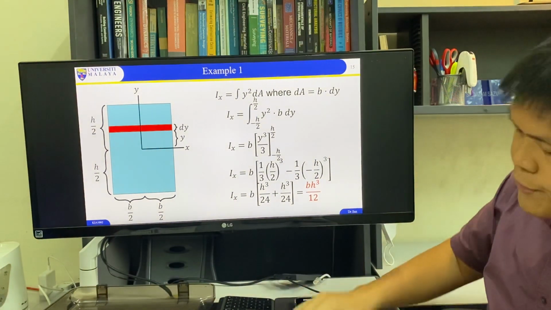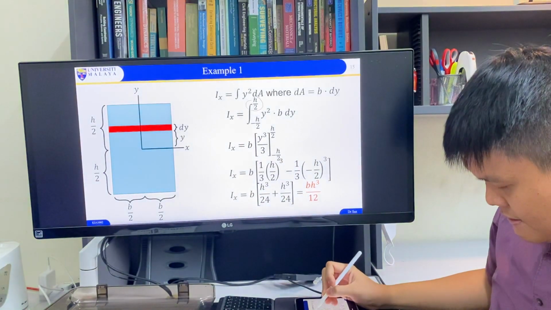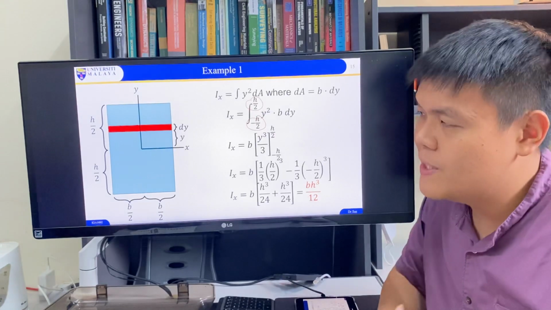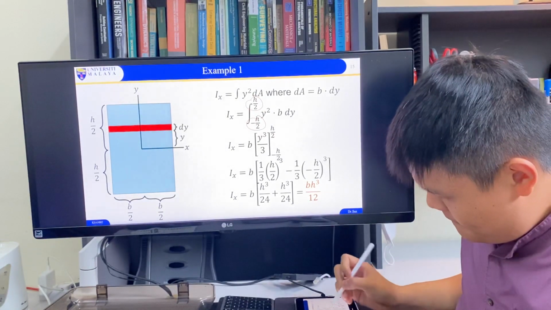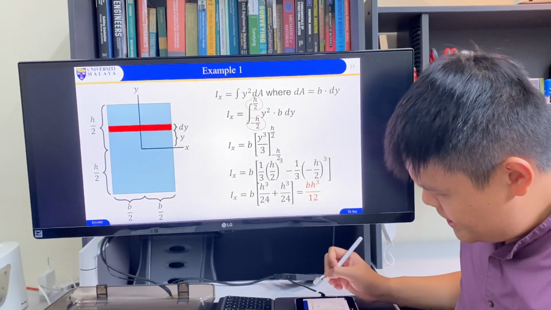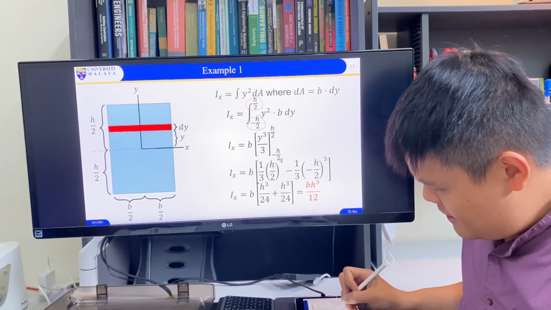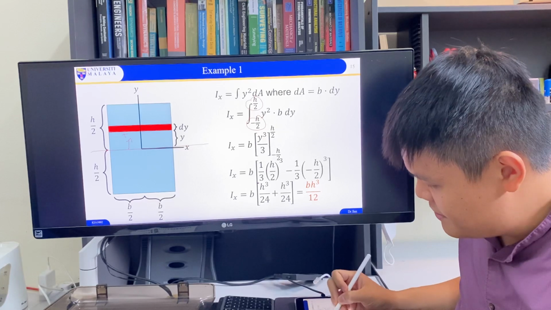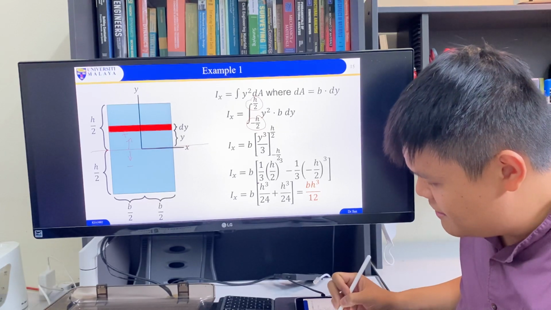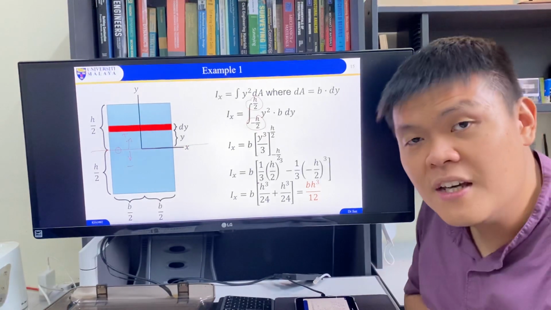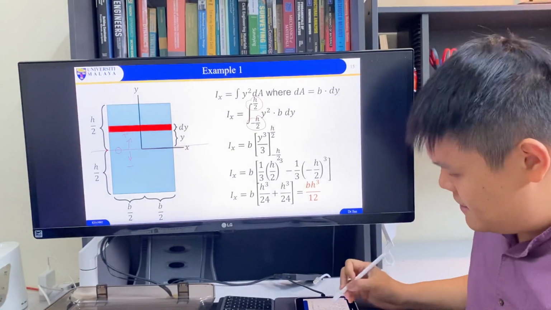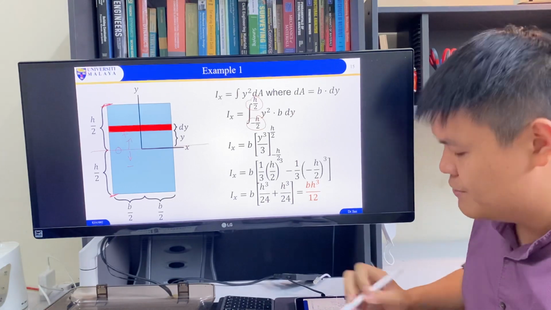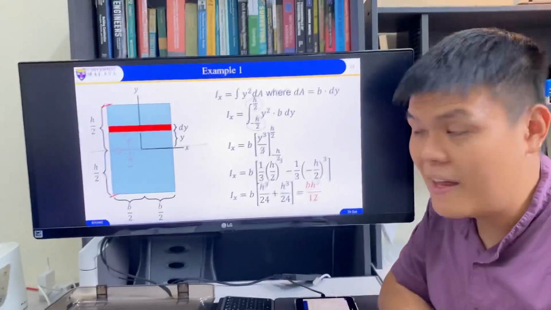Substitute those in. Now notice these limits. Why is there a negative there? It's because our x-axis is here, which means anything that goes above is positive, anything that goes below is negative, and anything on the axis itself is 0. So that means h over 2 is here, and this is negative h over 2. That's why those axes are like that.